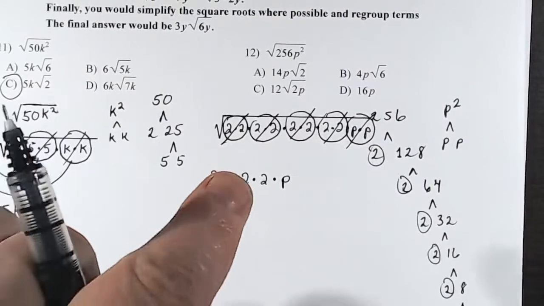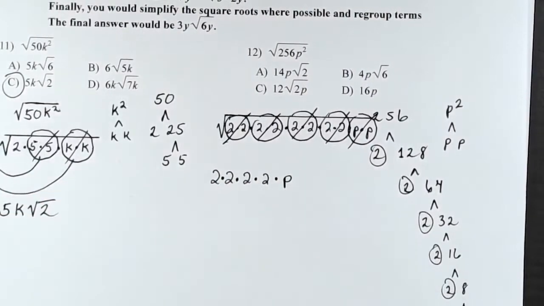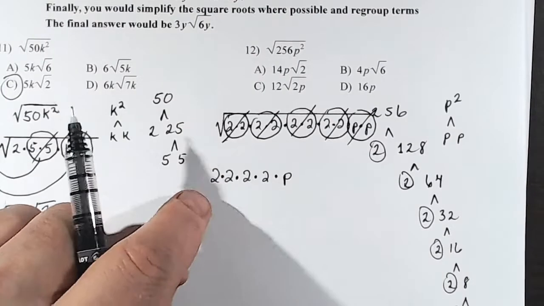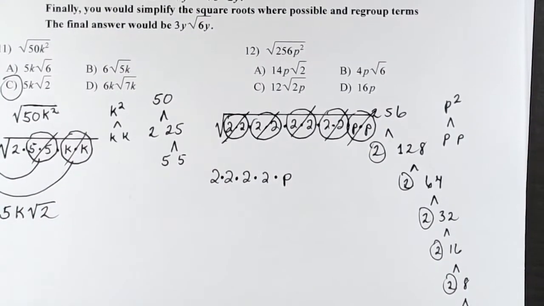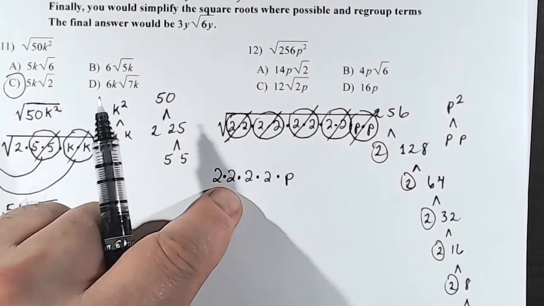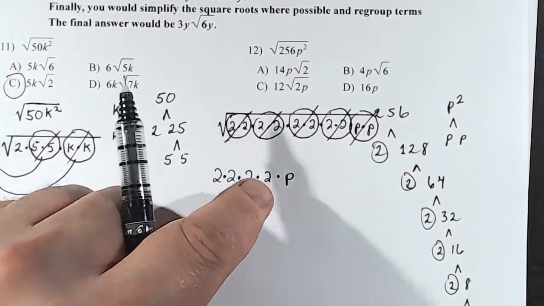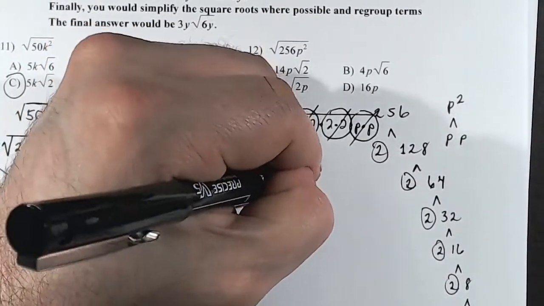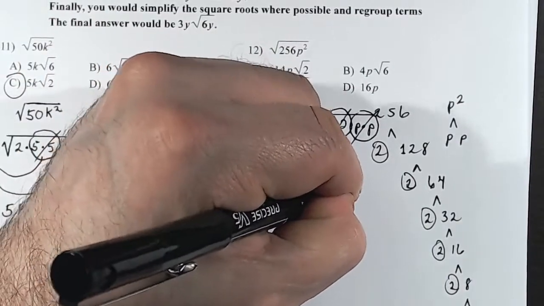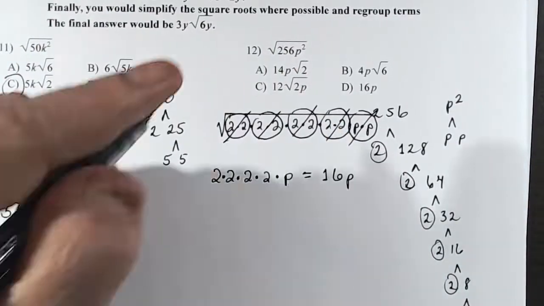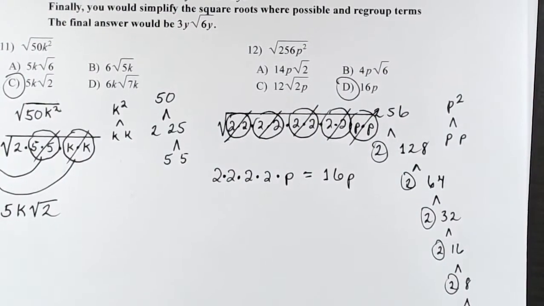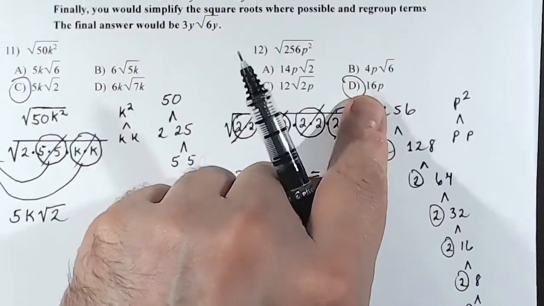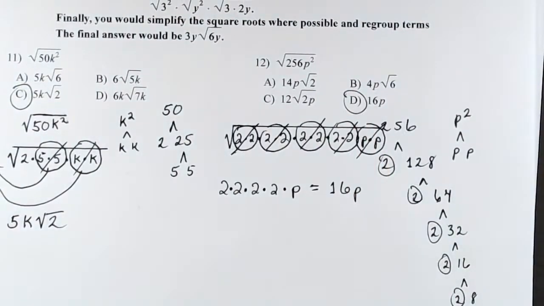So now we just need to do 2 times 2 times 2 times 2 to fully simplify it. I totally got rid of the radical sign. There's no more square root. So 2 times 2 is 4. 4 times 2 is 8. 8 times 2 is 16. So this equals 16p. So it's D. The square root of 256p squared simplifies to 16p.